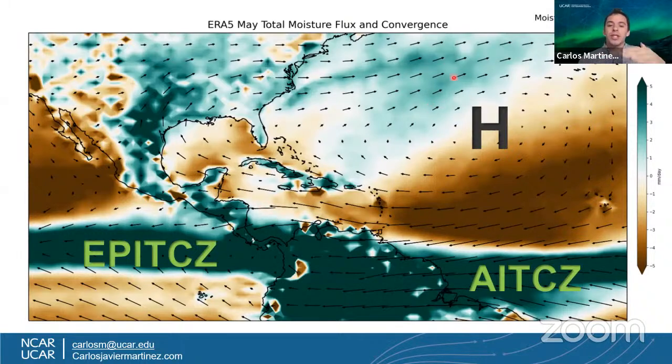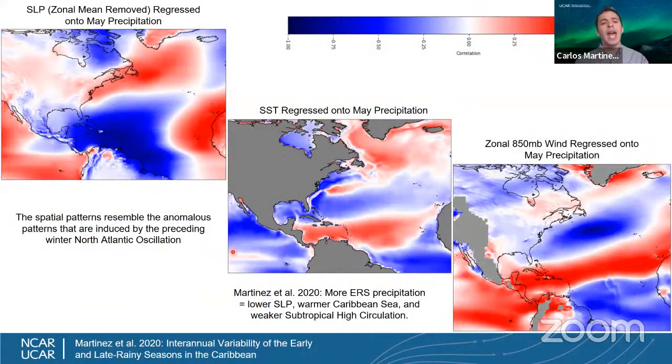And the high produces on its western side this convergence band that moves northwest into the northwestern Caribbean, alongside the ITCZ bands migrating northward. And so this is why we see the early rainy season and the transition from the winter dry season. So when I look at the regression of other variables that I know inform the hydroclimate in the Caribbean, we see patterns that resemble these large scale features.